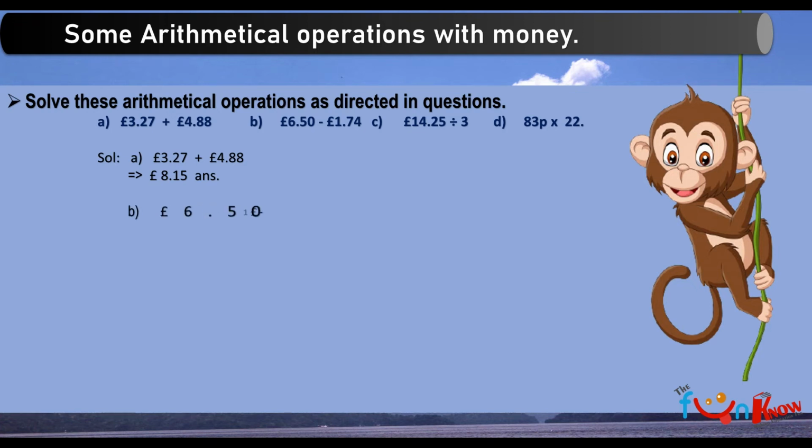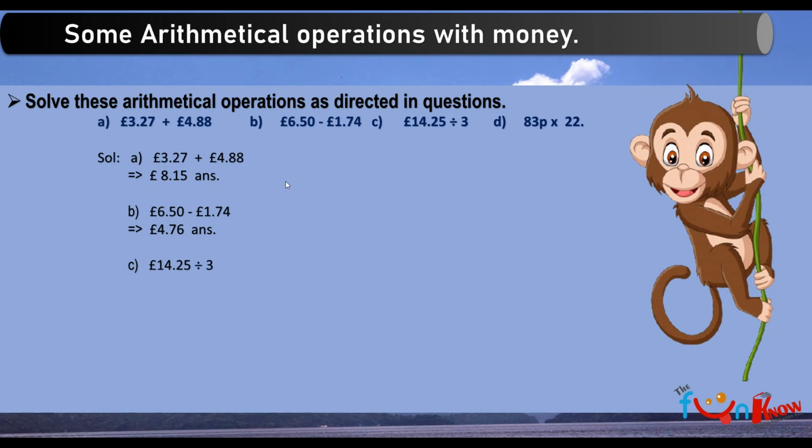In the B part, we are supposed to do the subtraction of the given amounts. £6.50 minus £1.74. So the difference is going to be £4.75, which is going to be the answer.